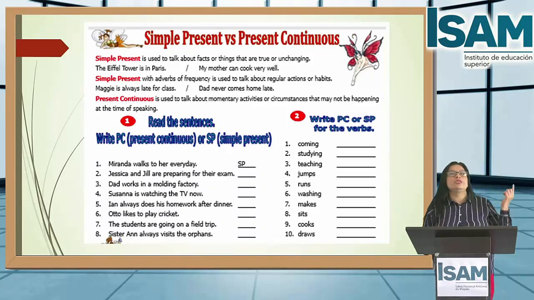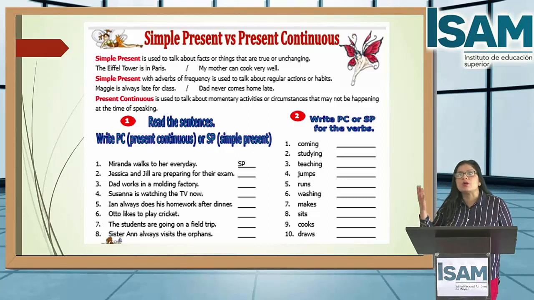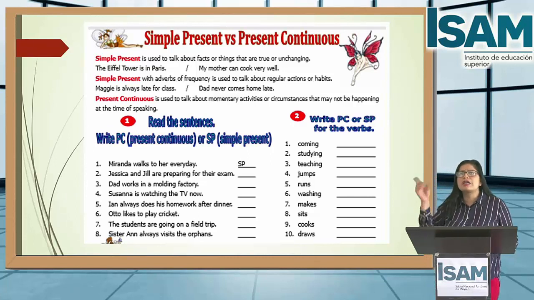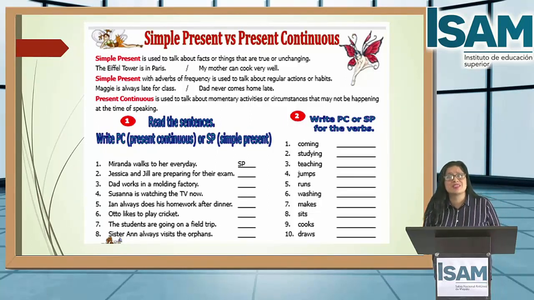Okay? Now, simple present with adverbs of frequency. Yeah, remember, in present simple, you have to use the adverbs of frequency. Yes? And remember, it's used to talk about regular actions or habits. Example, Maggie is always late for class. Dad never comes home late. Okay, this is about present simple.